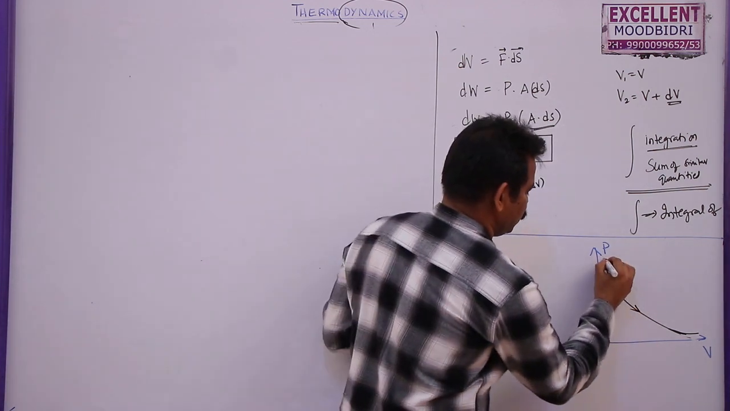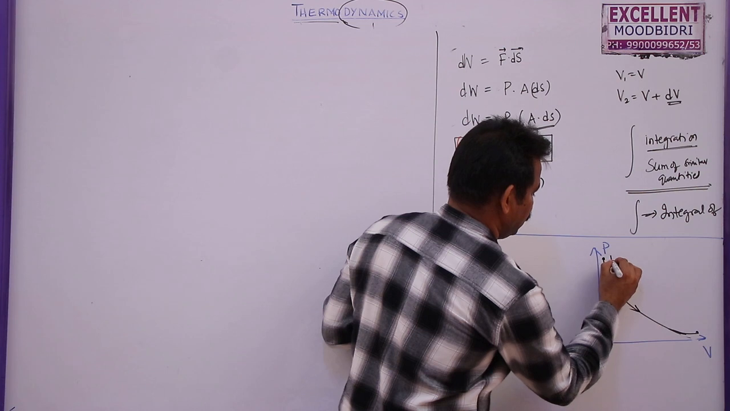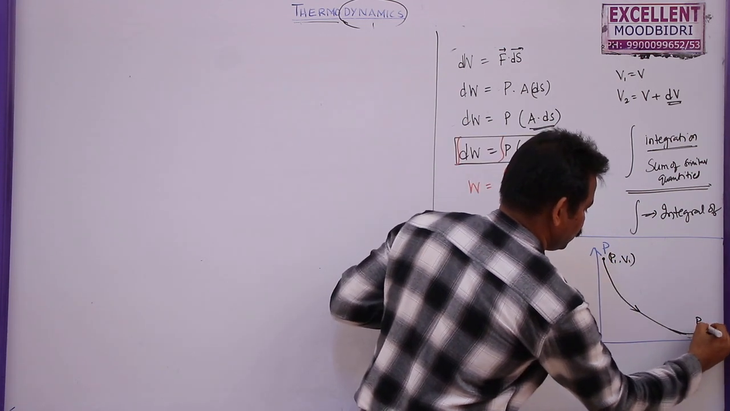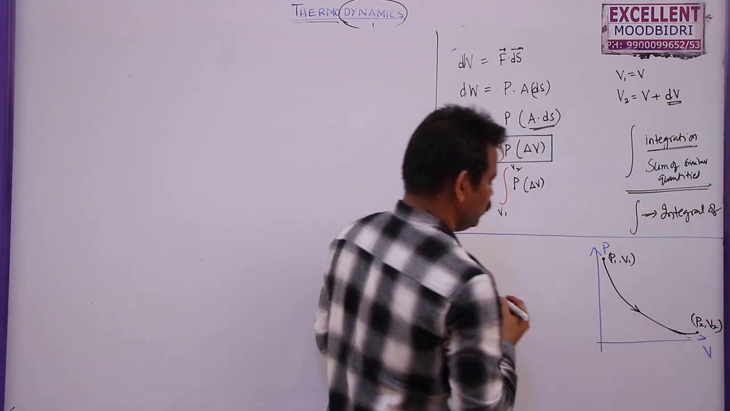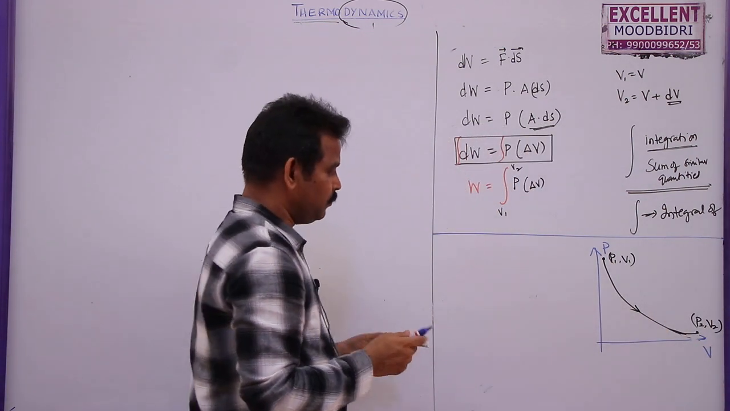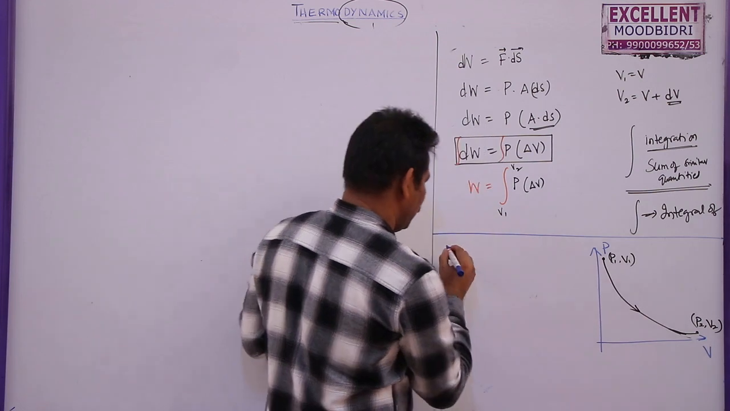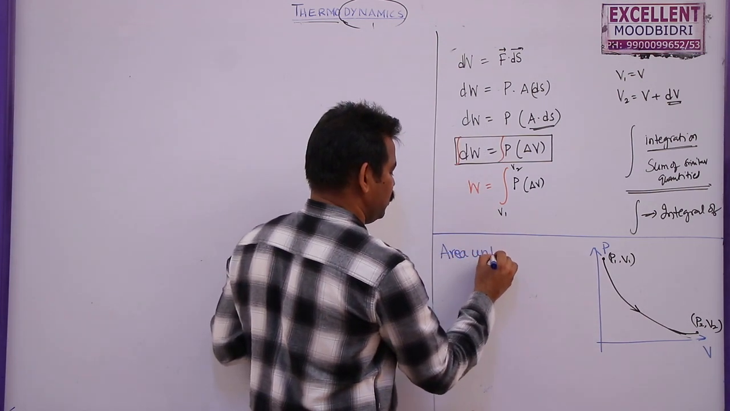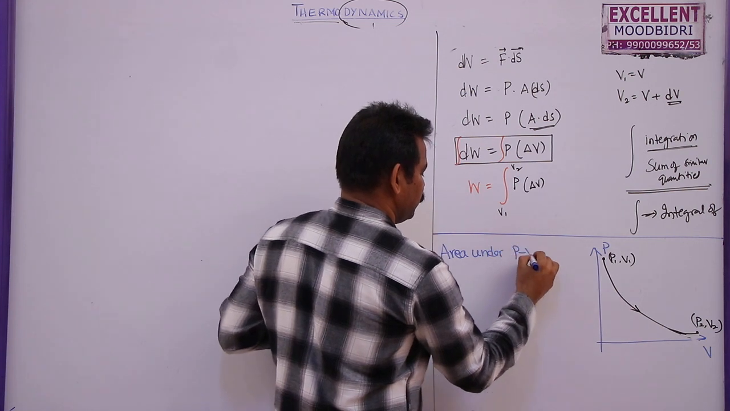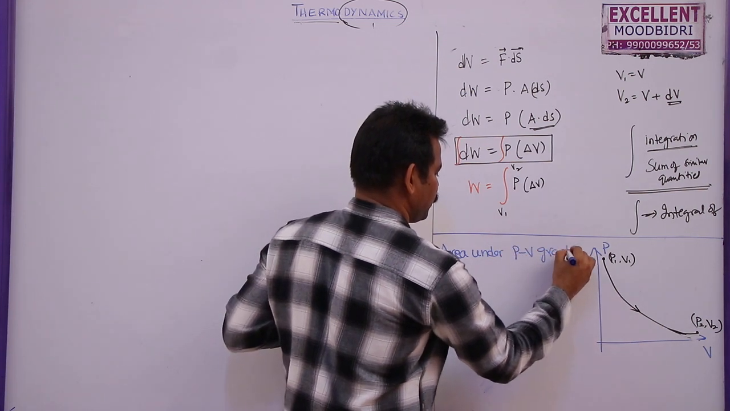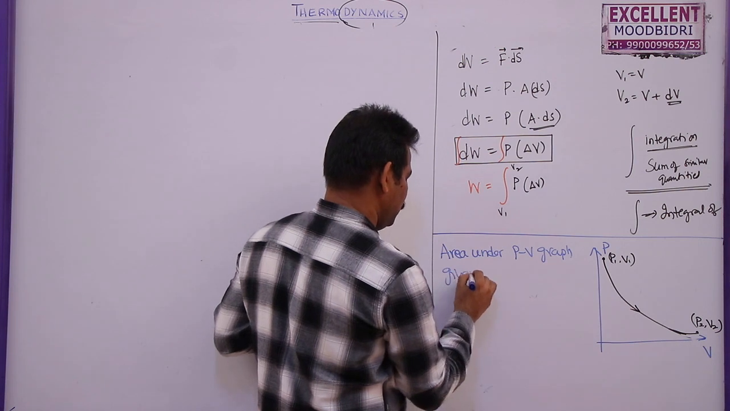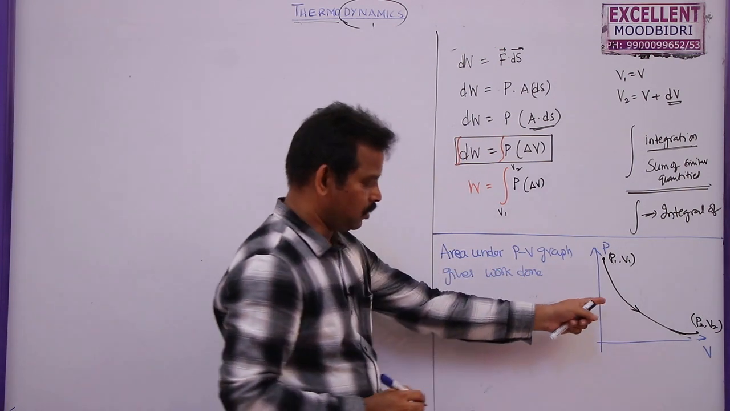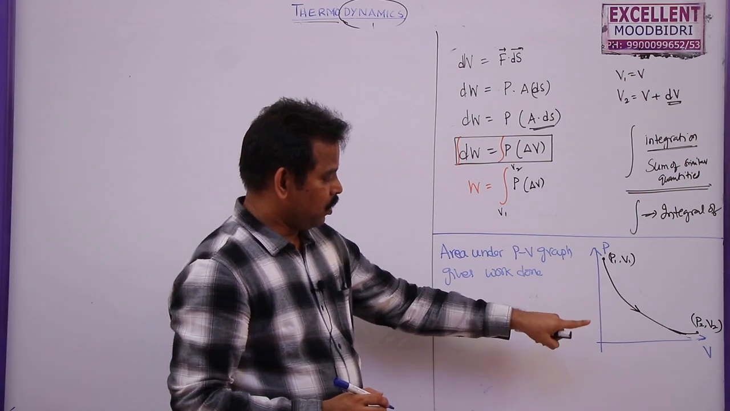So here this is the initial point, this is the final point. This is P1 V1, this is P2 V2. So in the indicator diagram, the area under the PV graph gives work done. Here, work done may be positive or negative.